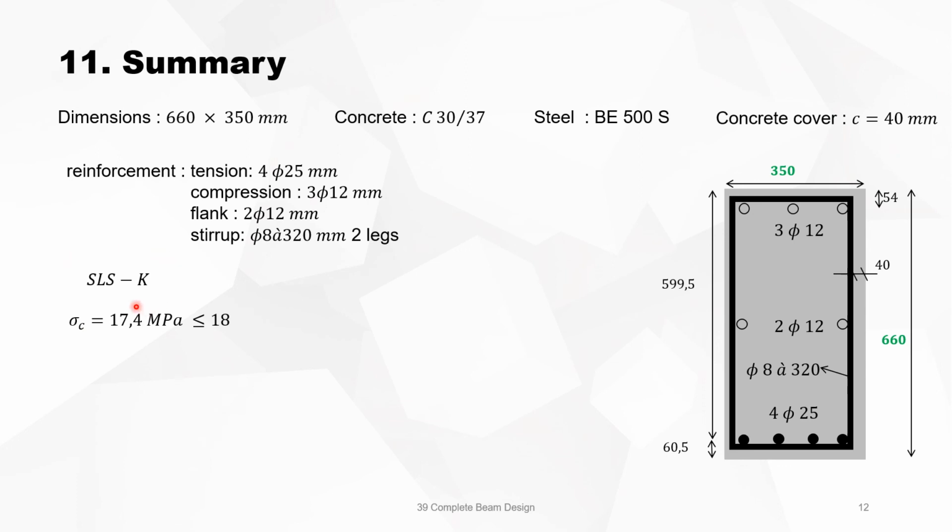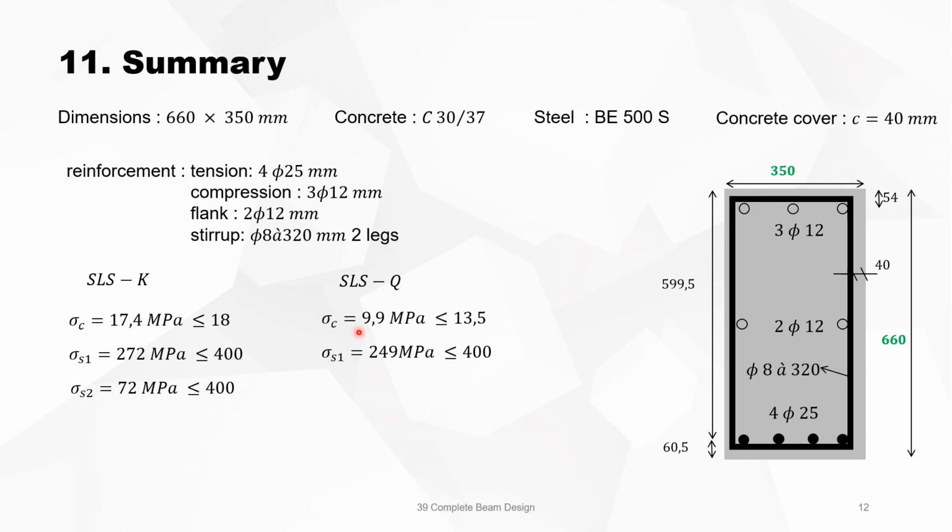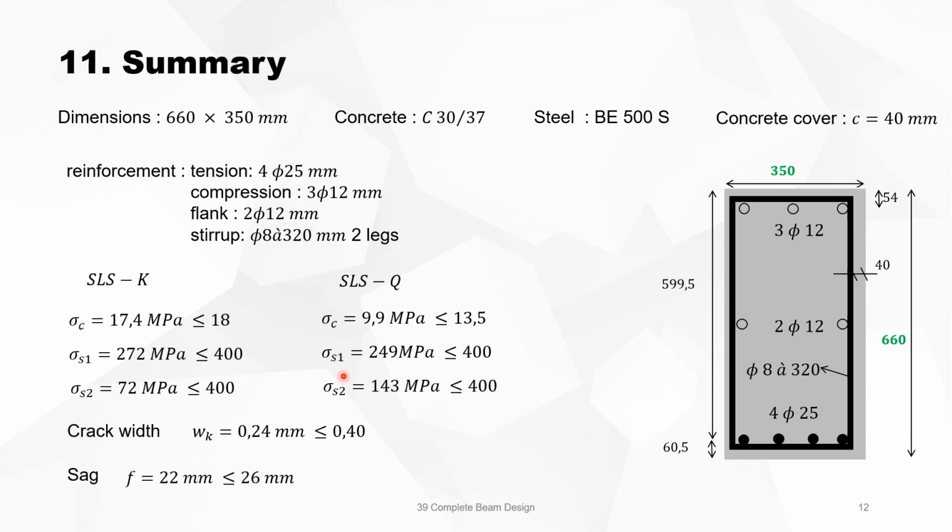In SLSK we have the compressive stress as 17.4 and the steel stress as 272 and 72. In SLSQ we have 9.9 megapascal as compressive stress in the concrete and steel stress 249 and 143. The crack width is 0.24 millimeters and the sag is 22 millimeters.